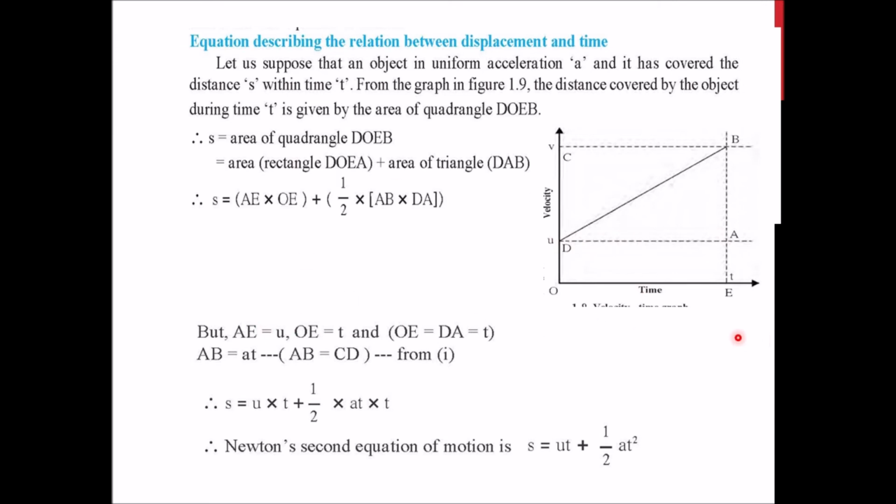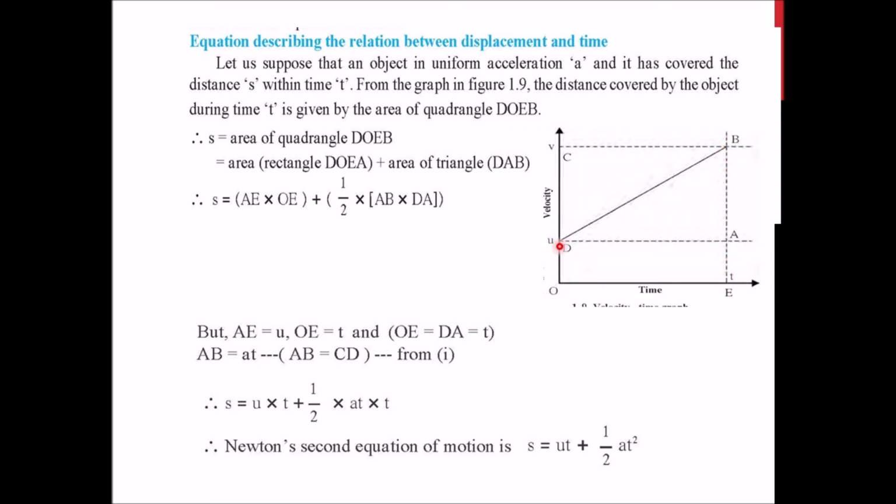Once you are very clear with that, then you can follow with this next equation, the relation between displacement and time. So here again, with the help of geometry, we are finding one more equation, the second kinematical equation of motion, as we call it. So let us move on to that. Here we have a quadrangle with the name DOEB.